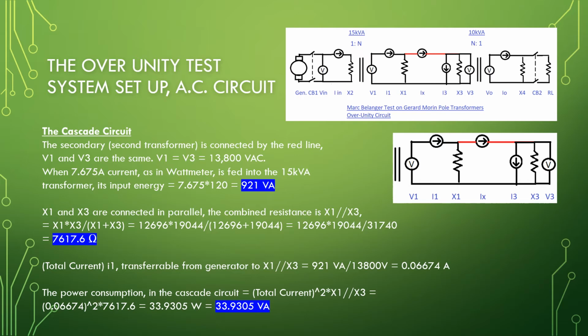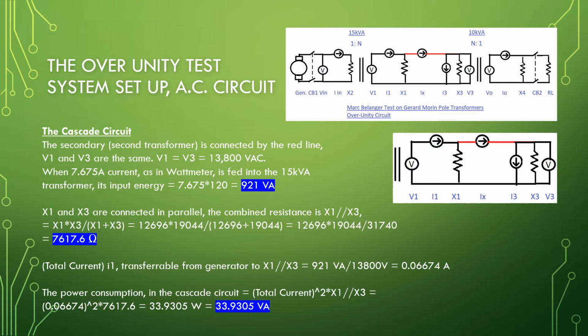The Cascade circuit. The secondary second transformer is connected by the red line. V1 and V3 are the same. V1 equals V3 equals 13,800 volt AC. When 7.675 ampere current, as in the wattmeter, is fed into the 15 kVA transformer, its input energy equals 7.675 times 120 equals 921 VA. X1 and X3 are connected in parallel.